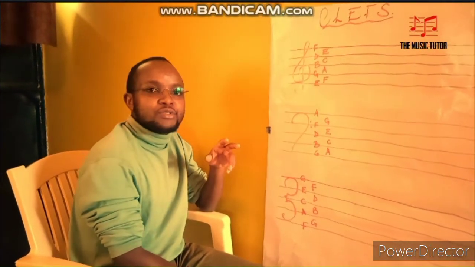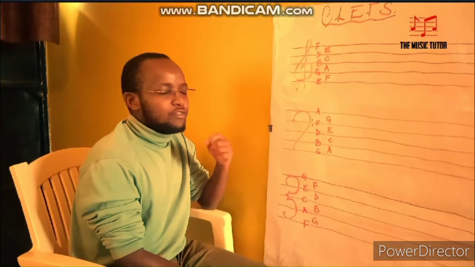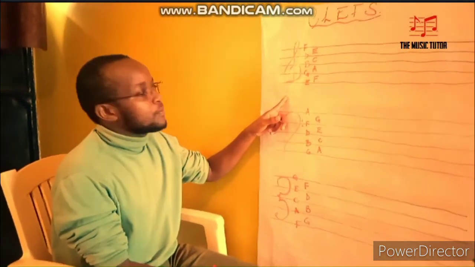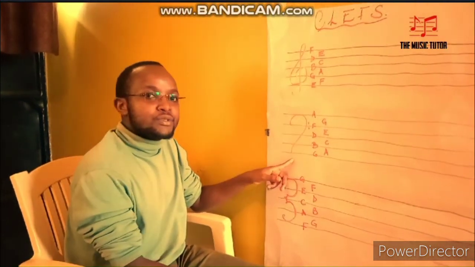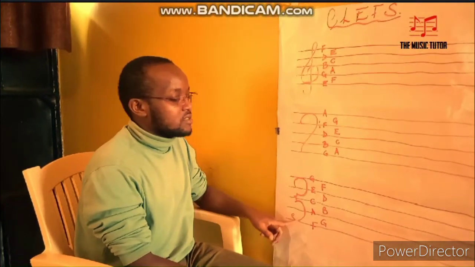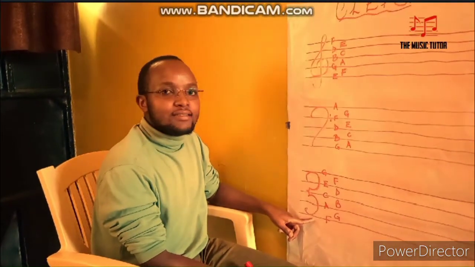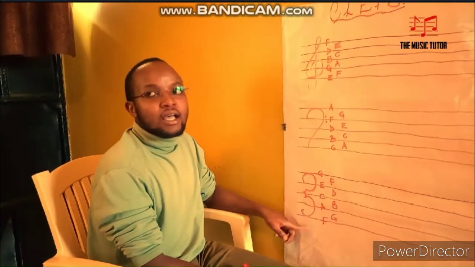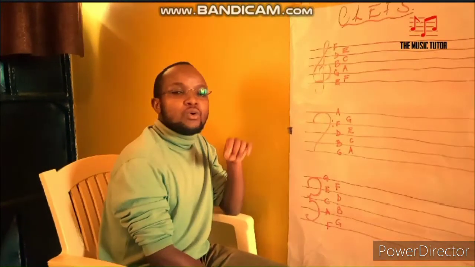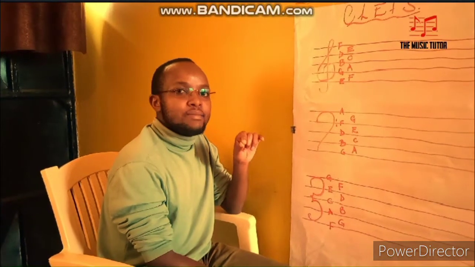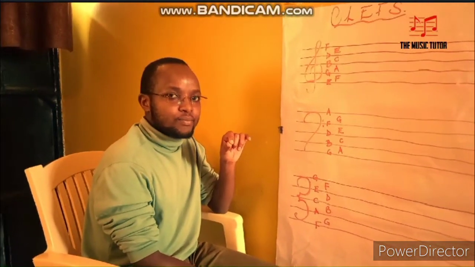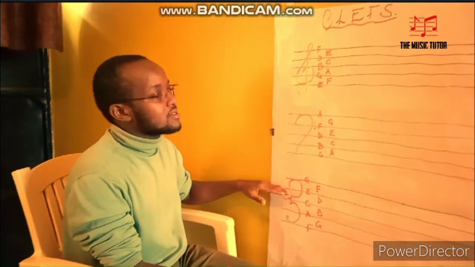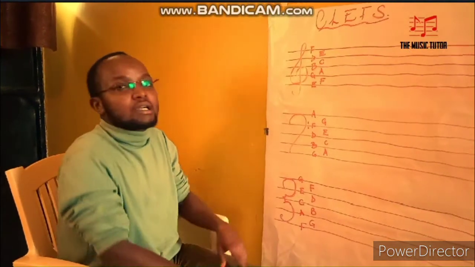As I have introduced you earlier in the lesson, I have introduced you to the G clef, also known as the treble clef. I have introduced you to F clef, also known as the bass clef, and also I've introduced you to the C clef, also known as the alto clef. I would want now to guide you on how to name lines of the staff on these clefs. We start with the treble clef.